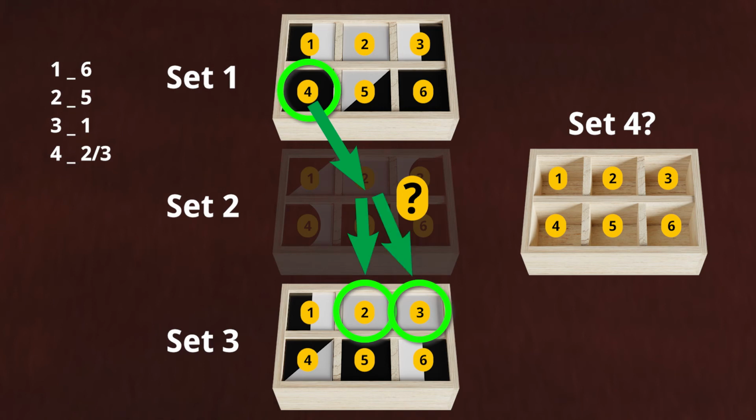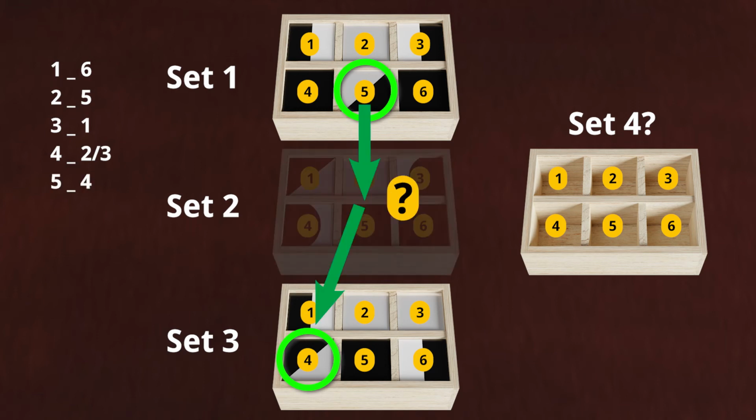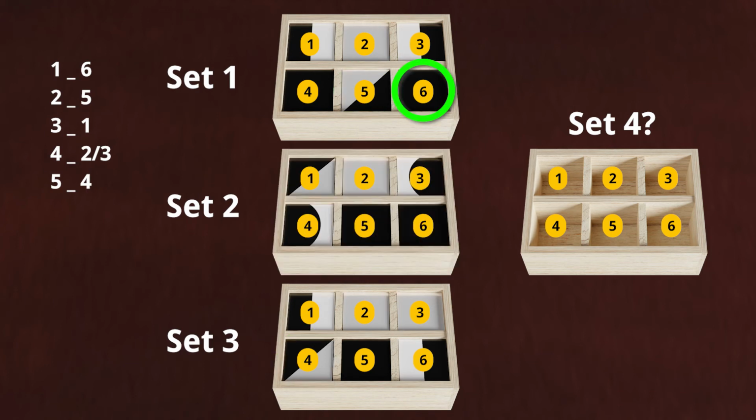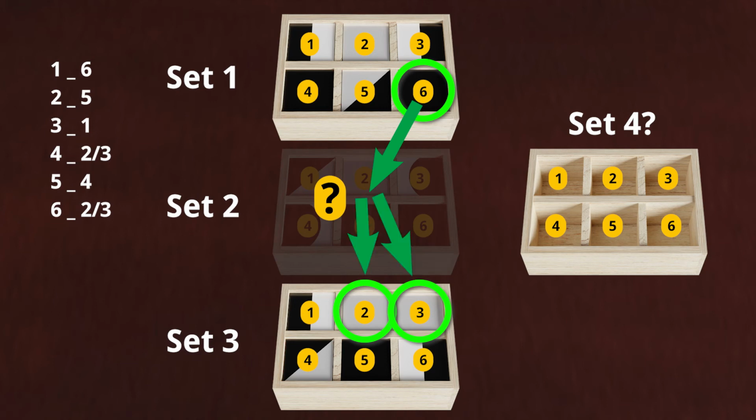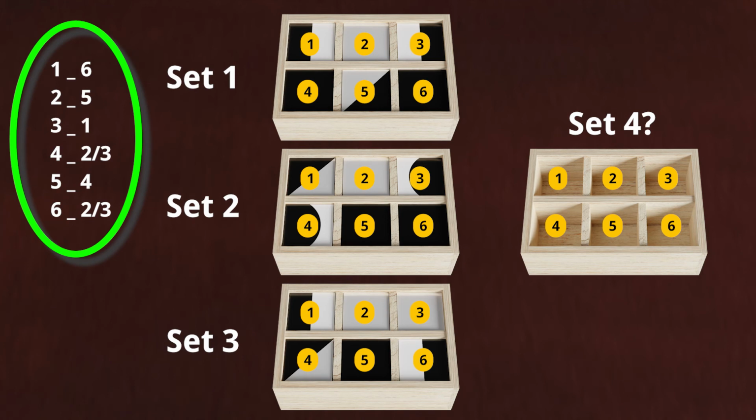The side with the diagonal split we see in cubby 5 has the black on the right, so the opposite will be the diagonal split with the black on the left. We can notate that as cubby 5 to unknown to cubby 4. Cubby 6's cube shows all black like cubby 4's cube, so it will be one of the 2 white cubes in set 3. We can notate that as 6, unknown, 2 or 3. We have now created a list of rules that can be applied to any set.